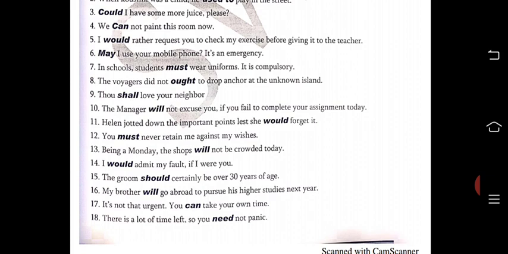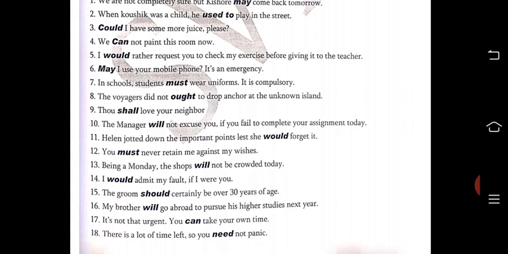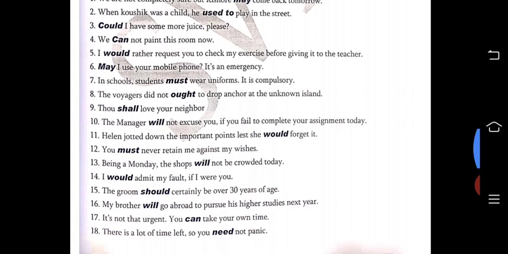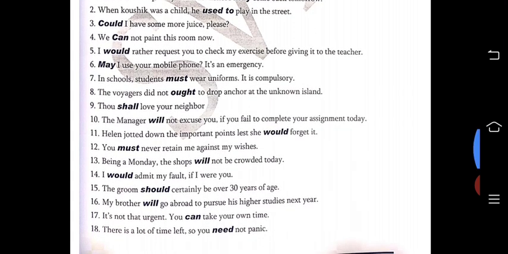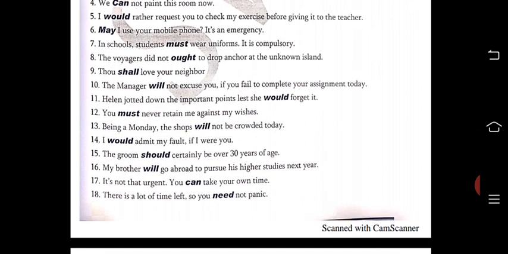And then look: The manager will not excuse you if you fail to complete your assignment today. So will not means maattaaru, maattaanga, that is what it says. So will not shows futurity.